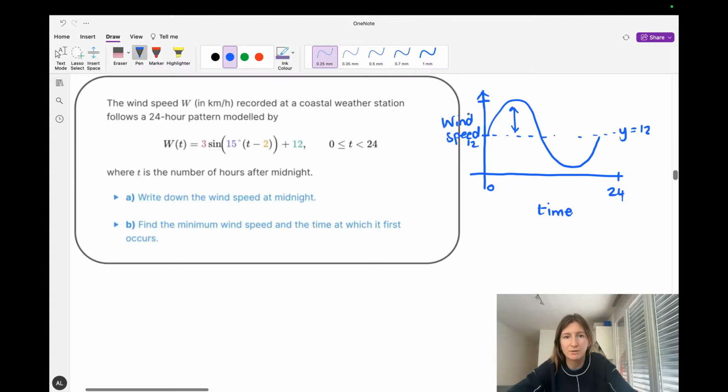This distance, my amplitude is 3. And this 2 is 3. So that means we're going up to 15, and 12 minus 3, 9. What else can I tell? It's been shifted to the right 2 units, so that shouldn't actually be joining there.